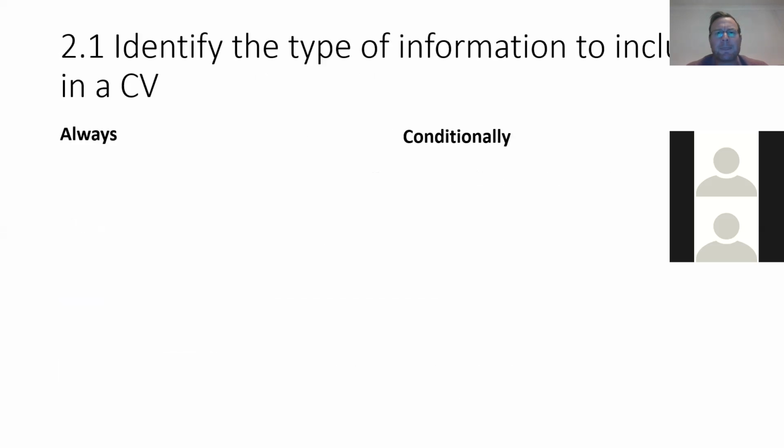So what I've got here is 2 lists. So I've got on the left-hand side things that you should always include in a CV, and things that you should conditionally include in a CV. So I put conditionally as things. Sometimes there's things that you might for some jobs and might not for others.